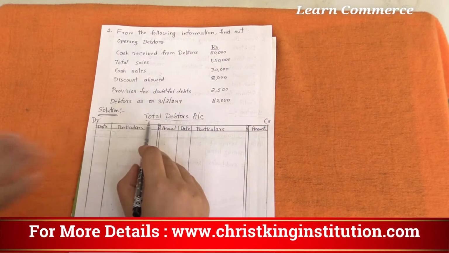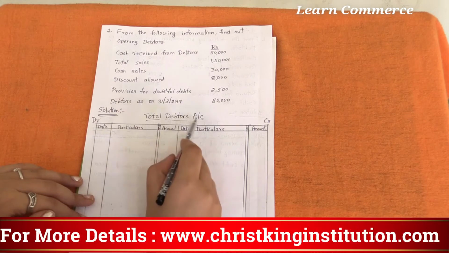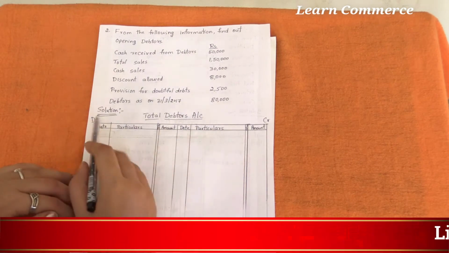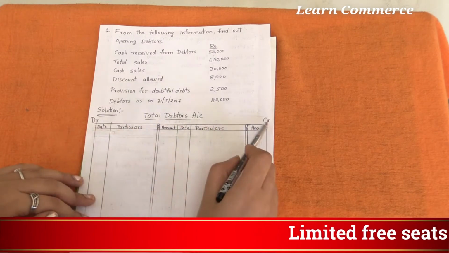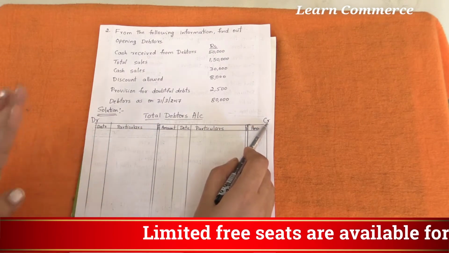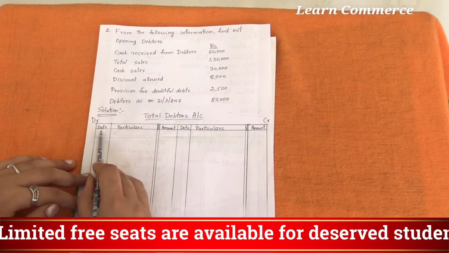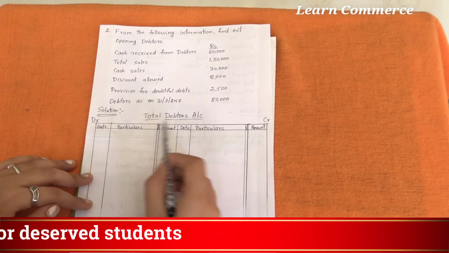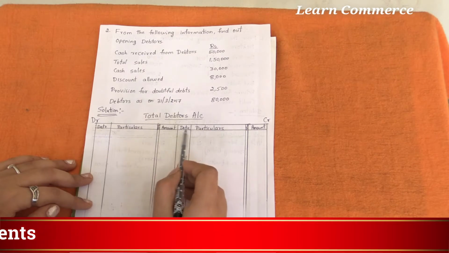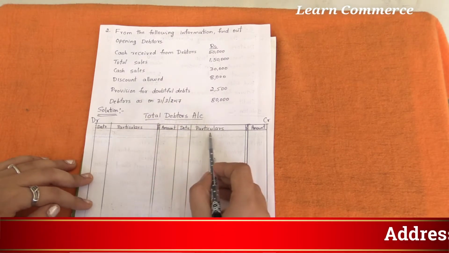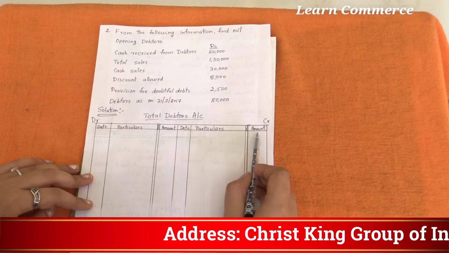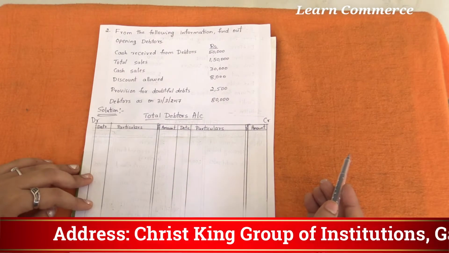Solution: write the heading Total Debtors Account, then draw the ledger, you know the format. Here debit, credit. The columns must be written: date, particulars, JF (journal folio), amount on both sides. Okay, let's start the problem.